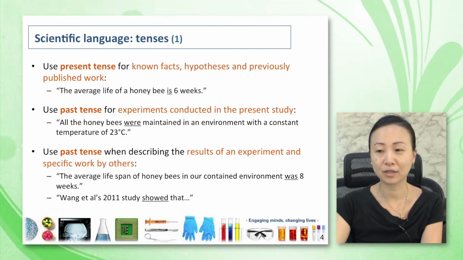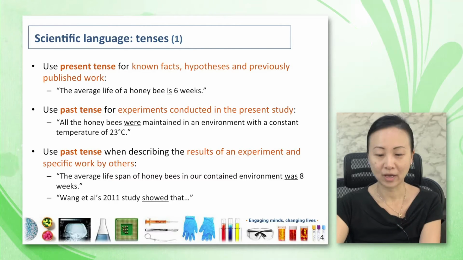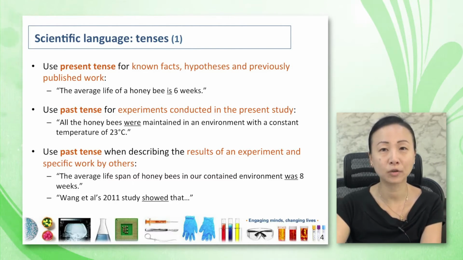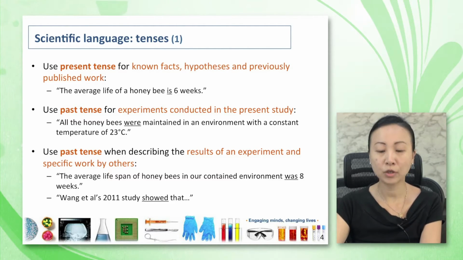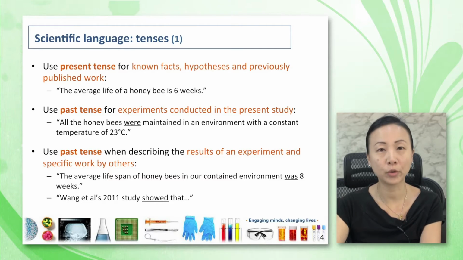The past tense should also be used when describing the results of an experiment, such as when you are writing the results section of your manuscript. For example, the average lifespan of honeybees in a contained environment was 8 weeks. And use the past tense when you are describing specific work by others. For example, Wang et al.'s 2011 study showed that.